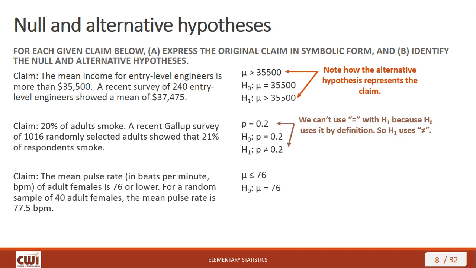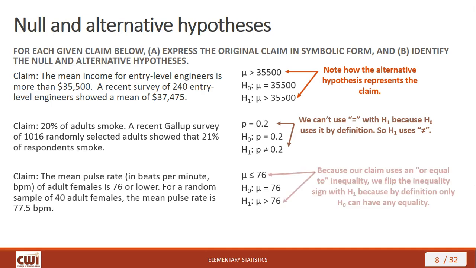I hope you said that the null hypothesis is going to be mu equals 76. That's what it is. Equality always goes with the null hypothesis. The alternative hypothesis then comes from our claim. Now, notice that we're actually swapping the inequality sign to make our alternative hypothesis. This is because our claim has a sense of equality to it.